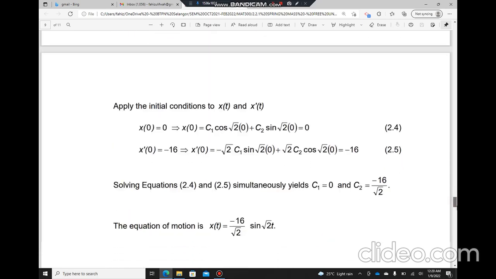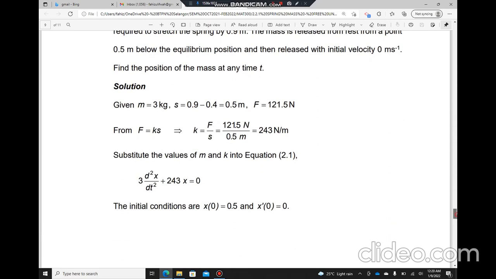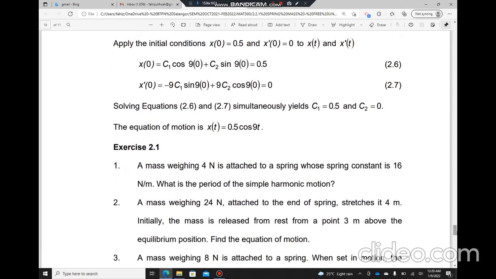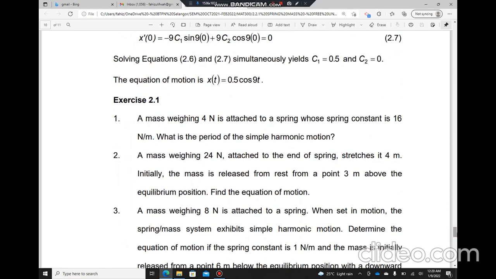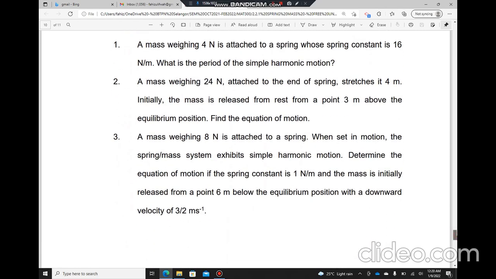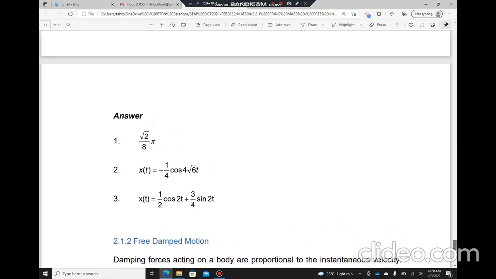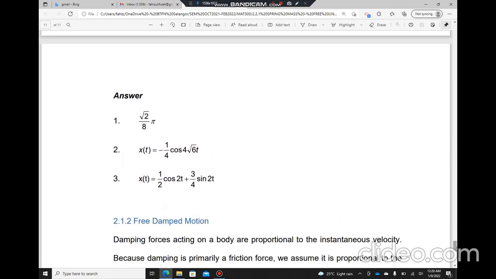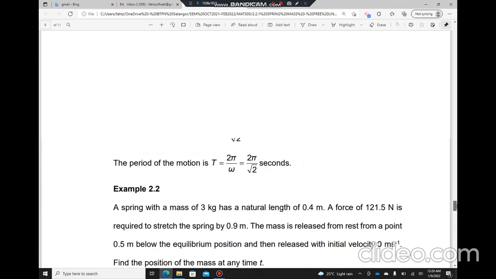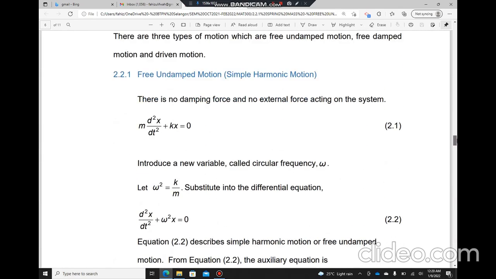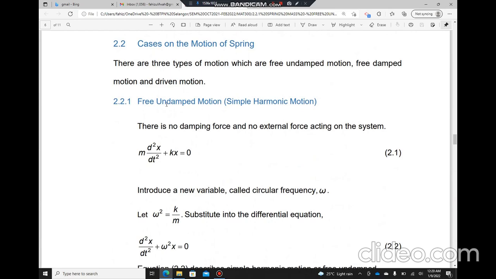Okay, then this one, okay, so you can complete exercise 2.1. Kat sini ada contoh 3 soalan and then this is the answer. Okay, so yang ni dah settle untuk introduction and free undamped motion. So kena tengok tu yang ni damped motion, yang ni free undamped motion. Free undamped motion maknanya dia tak ada damping force.